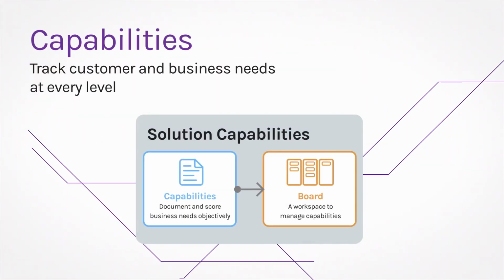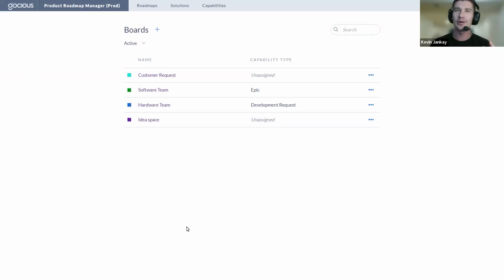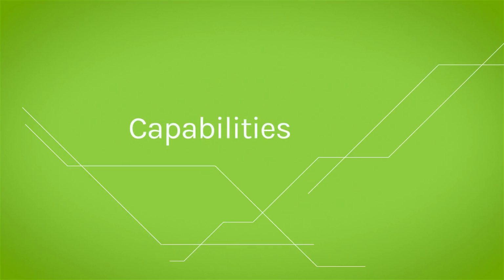The first step to product development is ideation, gathering together all your ideas of what your product can do next. Ideas take many different forms and come from different channels, but essentially, they're just requests of what your product should do, how it should perform, or maybe any other characteristics about your product. In Gocious, we call these capabilities.